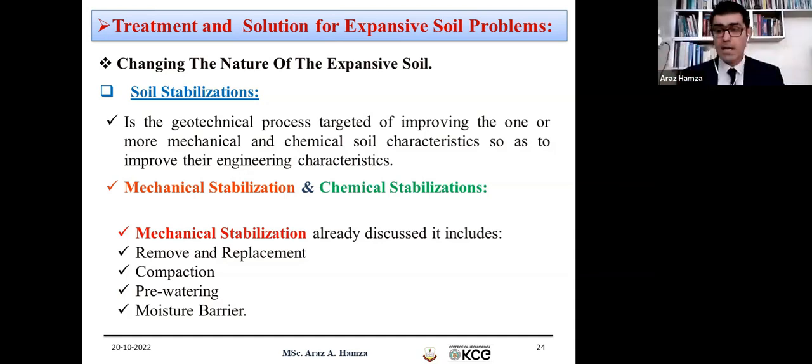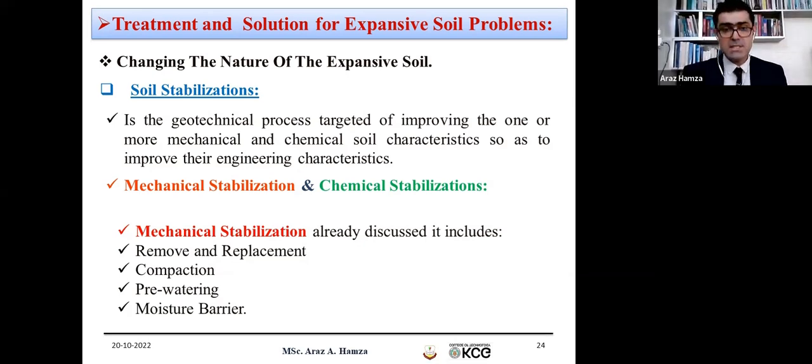How can it be done? By adding some different material or by implementing some activity. We can categorize soil stabilization into two main branches. The first one is mechanical stabilization, and the other is chemical stabilization. The mechanical stabilization, already discussed, includes remove and replacement, compaction, pre-wetting, moisture barrier, every mechanical action that we can do to stabilize the soils. It means to enhance some properties of the soil.